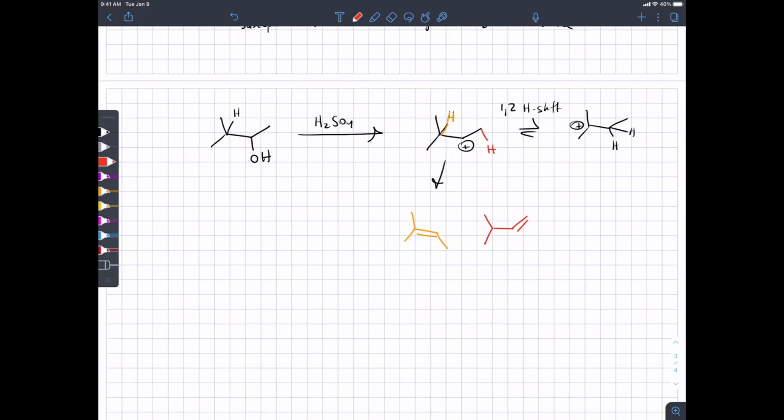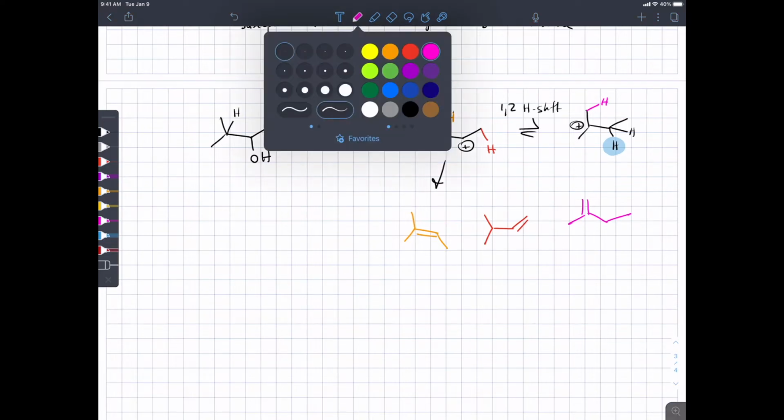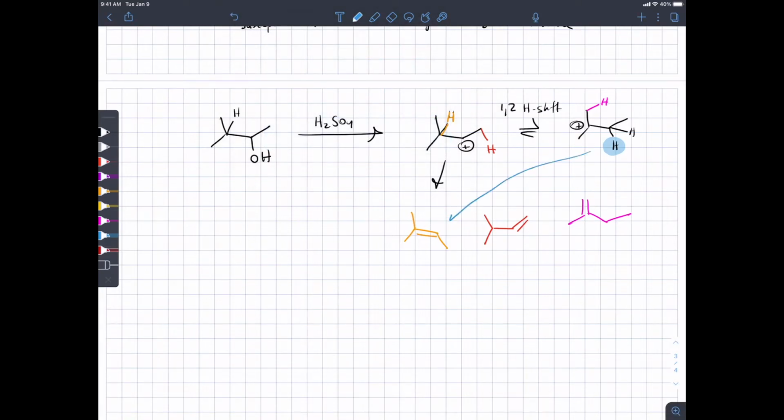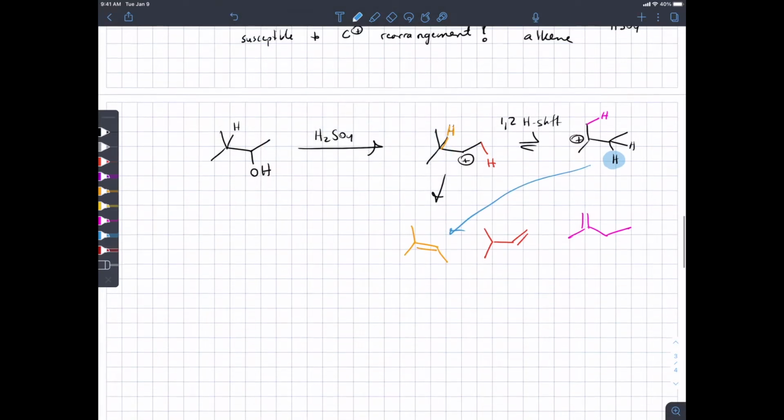And then the other ones we could get would be from this one, which would give you this intermediate. And then if we removed this beta proton, I'm just going to highlight that in blue, that would actually lead us to this same product. Whoa. So if you're using sulfuric acid conditions where you go through a carbocation, you're going to be in a situation where you could do a rearrangement.